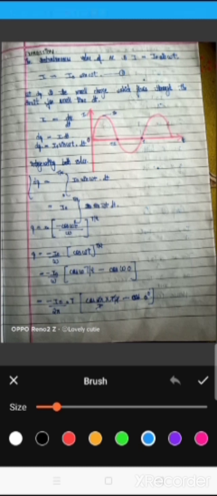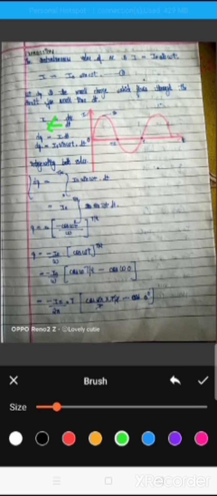So we know very well that I is equal to dq upon dt. Now we'll take this dt to the other side, towards the I side, and dq is equal to I dot dt. Now what was the value of I? In equation 1 we have I is equal to I naught sine omega t. So dq is equal to I naught sine omega t dot dt, because we have put the value of I here.